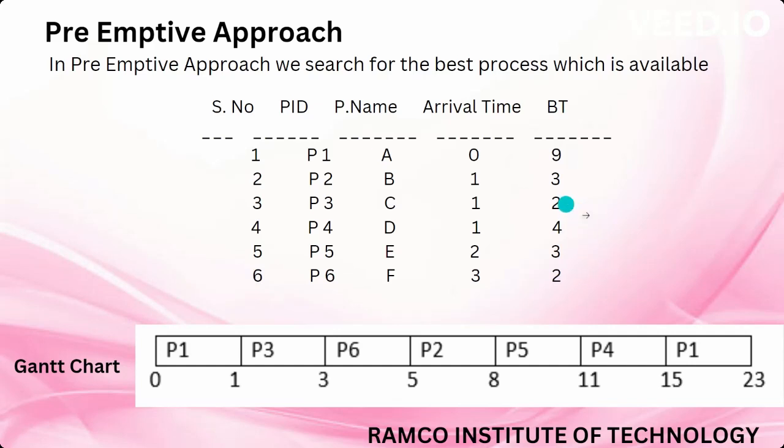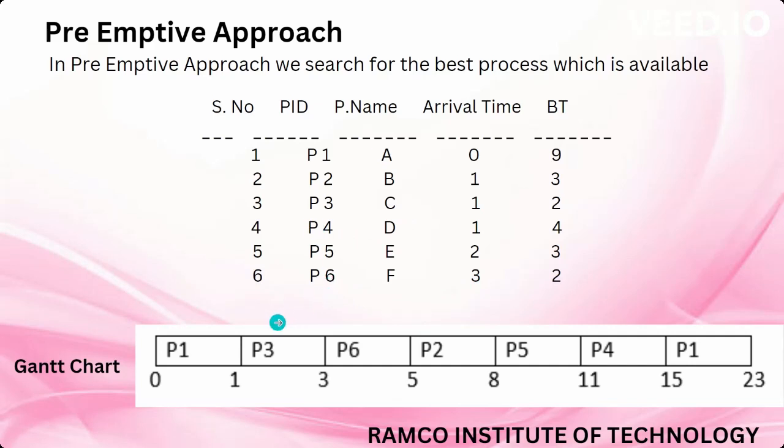If two processes are having the same burst time, the scheduler will schedule based on the arrival time. Here P3 arrives before P6, so P3 will be scheduled next. The scheduler will schedule P3, so P3 will be executed for the next 2 units of time. The arrival time of P3 is 1 and arrival time of P6 is 3. So P3 comes before P6.